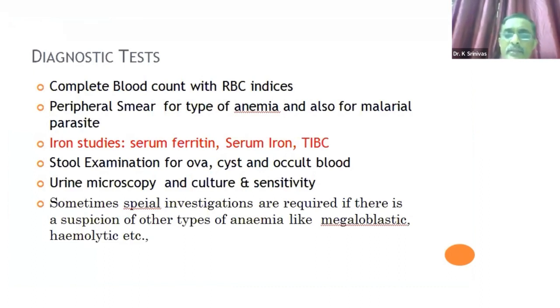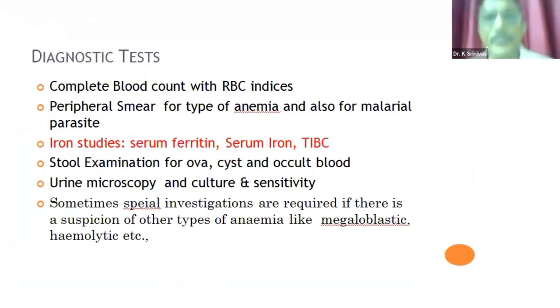In fact, whether you are able to find the ova cyst or not, we always treat every pregnant woman. It's a part of our national program with a tablet of albendazole 400 milligram or mebendazole 500 milligram once, at least in the second trimester.